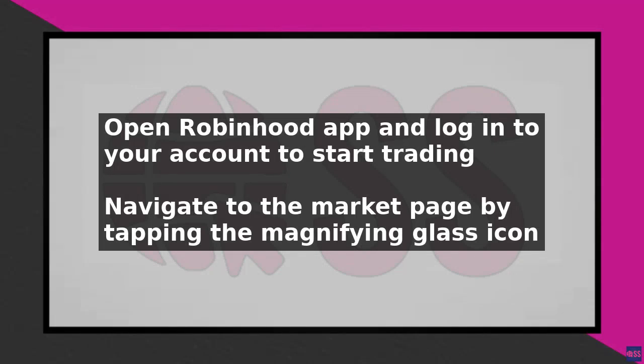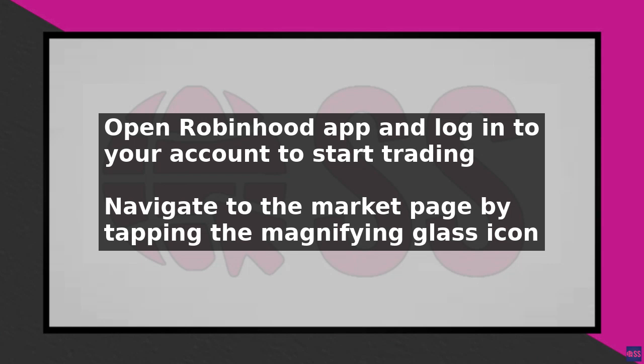To enter and exit a trade on Robinhood, follow these steps. First, open the Robinhood app and log into your account. Once you are logged in, navigate to the market page by tapping on the magnifying glass icon at the top right corner of the screen.